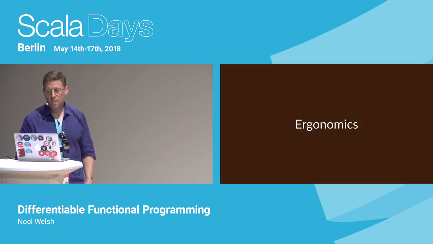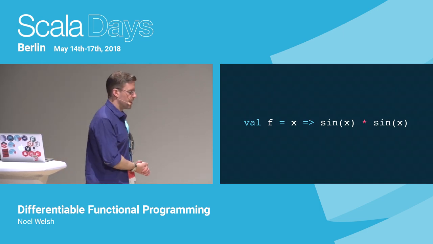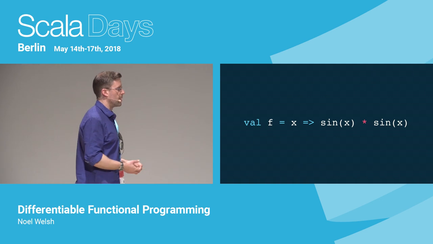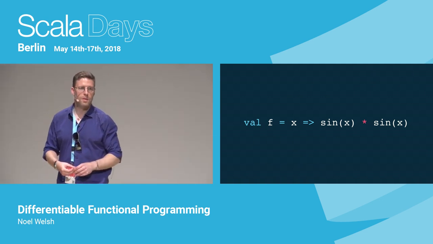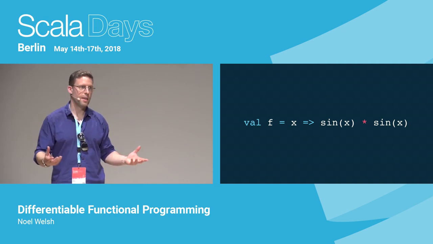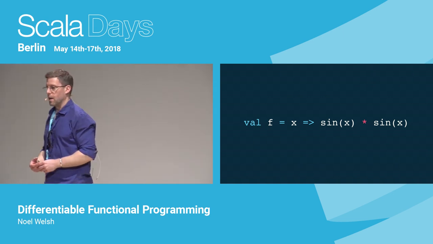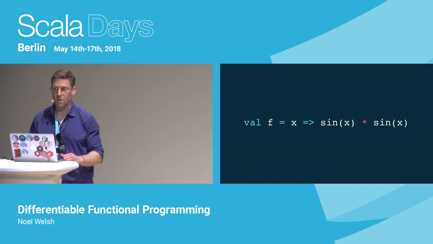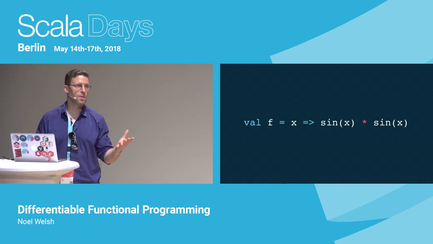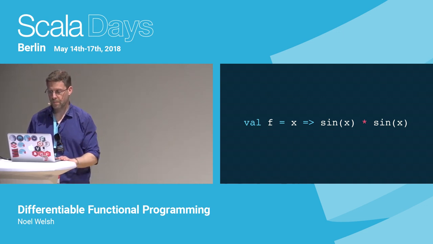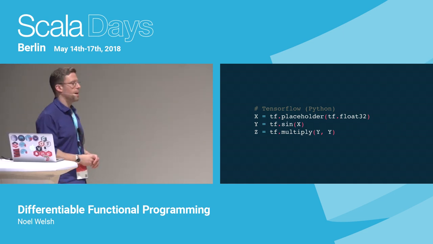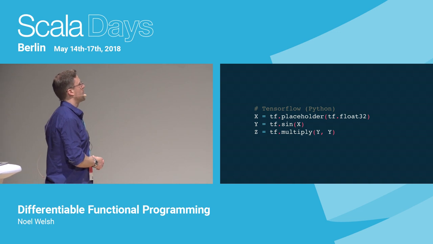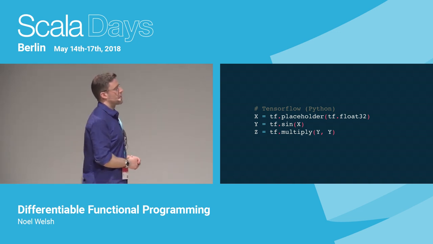So in terms of ergonomics, we saw the forward mode differentiation and the reverse mode was very ergonomic. You could basically write this and that would calculate a derivative if you so cared to do that. So that's a very easy system to use. It looks just like normal programming, but you get to compute a derivative when you want. Here is how you would express a similar thing in TensorFlow in Python, although the bindings for Scala are similar.